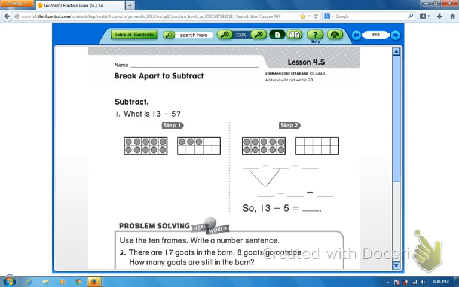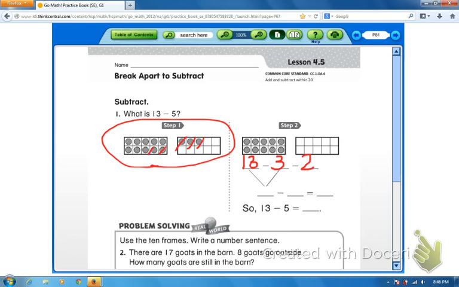So when we look at the very first picture, this has our 13. We're trying to decide how many can we take away to get 10. And we can see that really easily that we would take away 3. So the first part of our problem would be 13 take away 3. But we're not supposed to take away 3, we're supposed to take away 5. So we still need to take away 2 more. So it'd be 13 take away 3 take away 2.